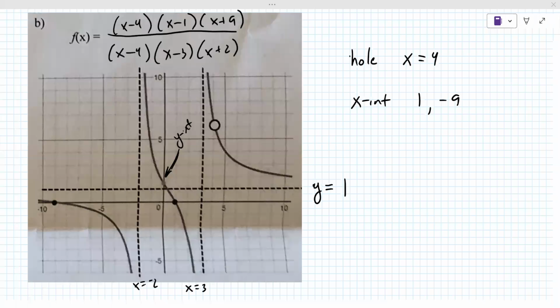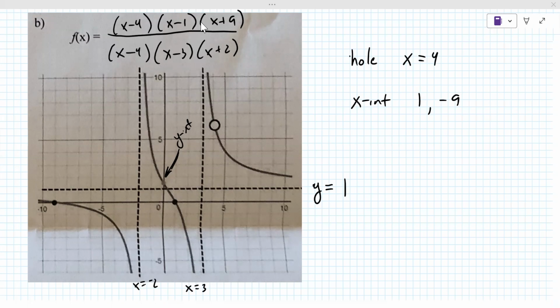All right, there's that. And then on the bottom, it's 4, x minus 3, and then x plus 2. Okay, and so this does do it. This actually is the graph here. This has got everything that you're looking for on this one.